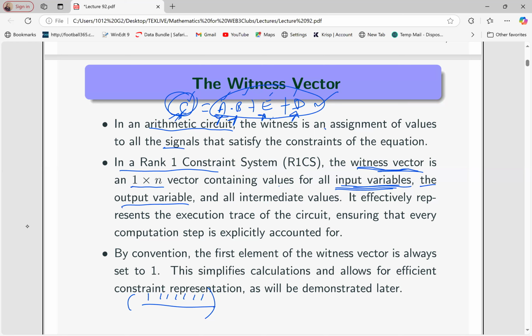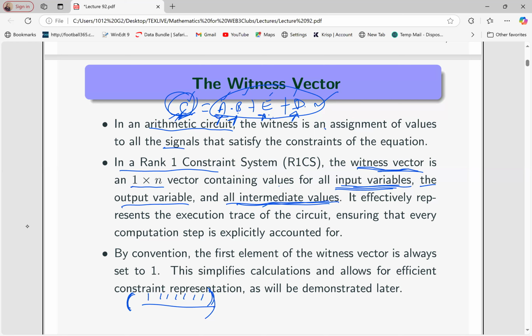So a witness is a one-row vector that comprises the input values A, B, E, D in our case. It also comprises the output value, which is C in our case, and then the other intermediate values. These intermediate values come as a result of, supposing we had several multiplications, we want to ensure that we have only one multiplication. So in the process of ensuring that we have only one multiplication, where there were several multiplications, you come up with other intermediate values. Those other intermediate values also make up part of the witness.